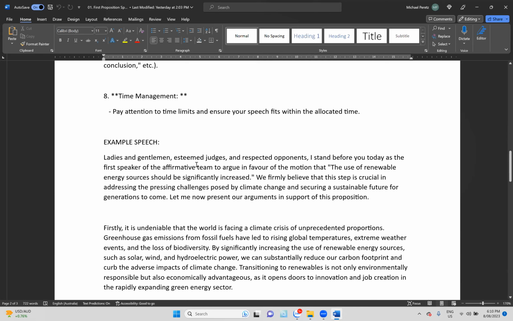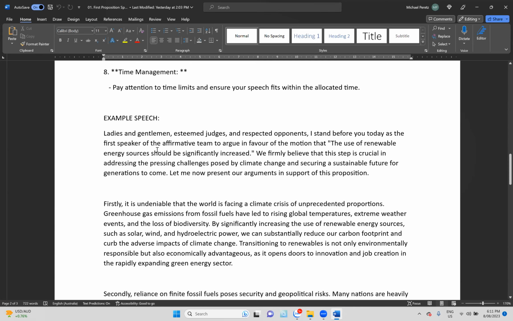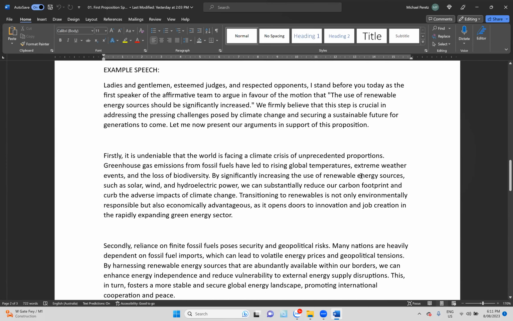So here's an example of a good first proposition speech. This is climate change. So the topic for this example debate that we will go through all of these speeches, the topic that I have chosen is climate change and renewable energy sources. I've tried my hardest to keep all of these speeches going one after the other, so you'll hear some rebuttals and you'll hear how the debate will progress through all of these speeches.